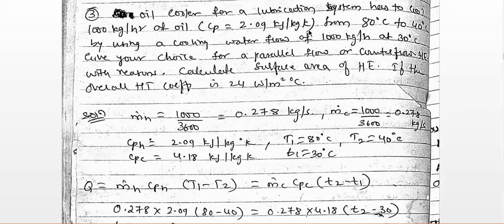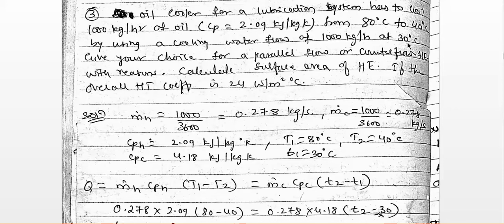Then how is it being cooled? By using cooling water. Here we are making use of a cooling water flow of 1000 kg per hour. So here the cold fluid is water, and its mass flow rate is maintained at 1000 kg per hour, and the inlet temperature of the water is given, that is 30 degrees Celsius. 30 degrees Celsius is the inlet water temperature.